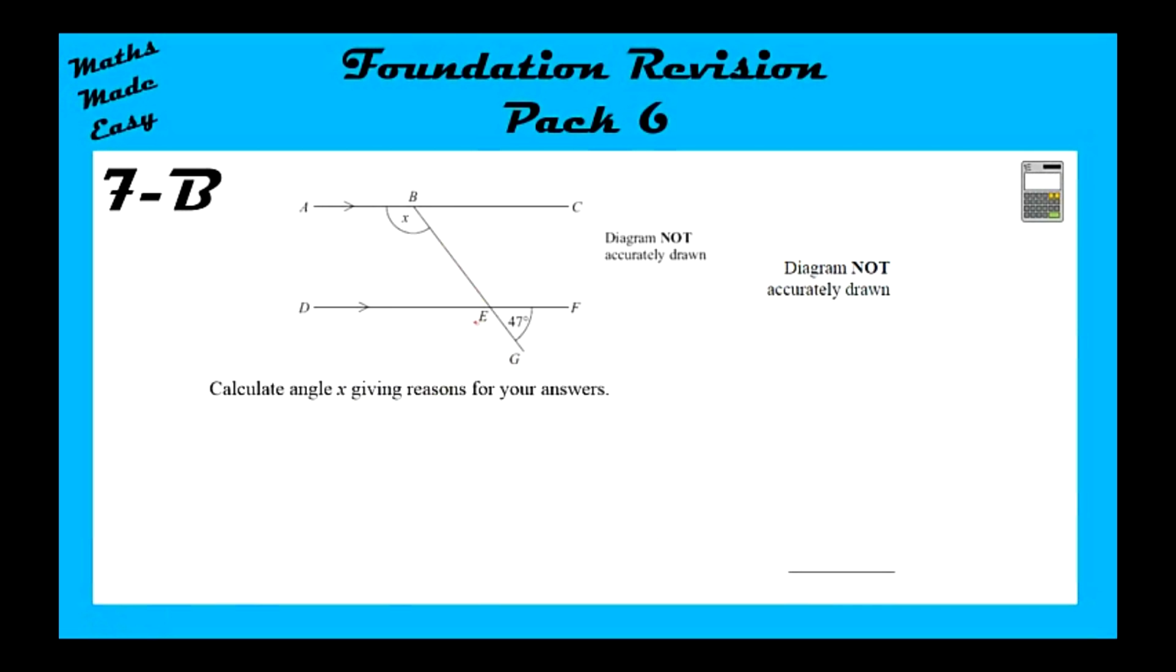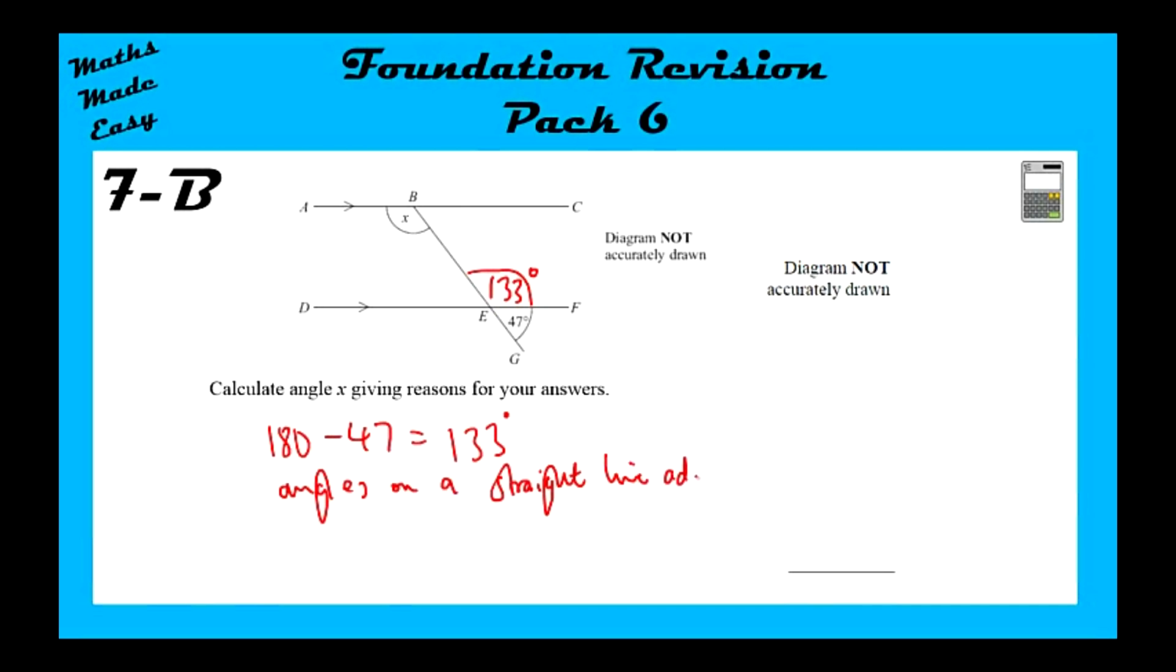So question 7b, in a similar way, I'm going to do this angle first here. So 180 take away 47 equals 133 degrees. And again, I'm going to mark that on the diagram to show that I know that. And the reason for this was angles on a straight line add to 180 degrees. So angle GEF plus angle BEF equals 180 degrees. That shows that we understand clearly that this angle here is 133.